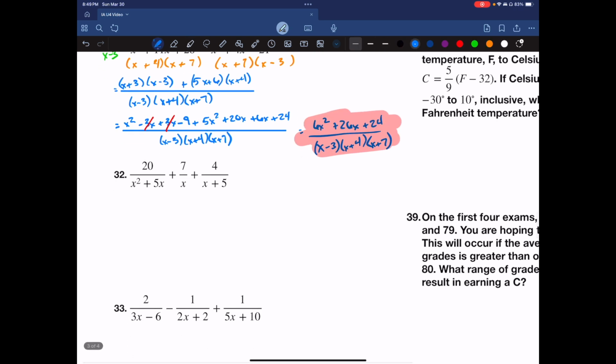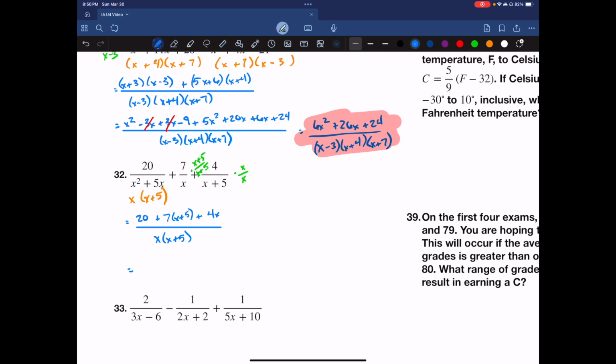Okay, on 32, the first one is x times x plus 5. So I don't need to touch the first one. The first one is going to be my common denominator. The second one, I need to multiply by the x plus 5 over x plus 5. And then the last one needs an x over x. Okay, so this is going to be 20, because I don't have to touch anything, plus 7 times x plus 5, plus 4x, all over x times x plus 5.